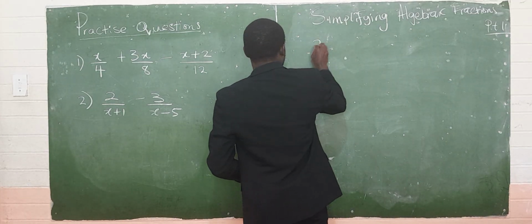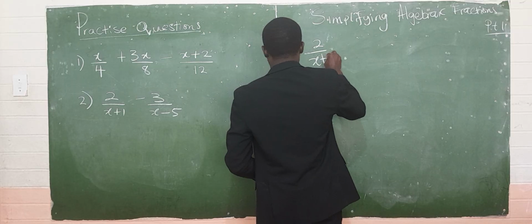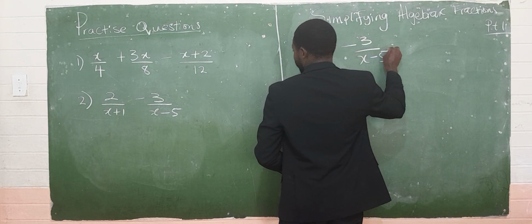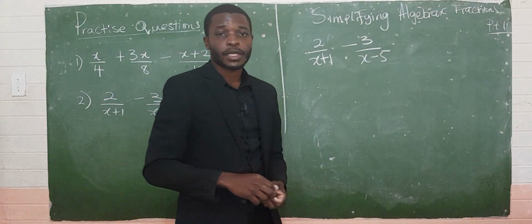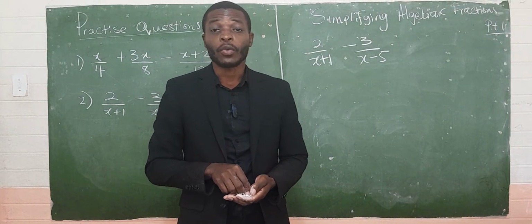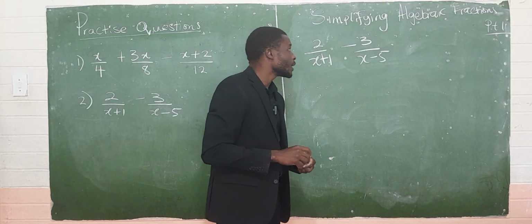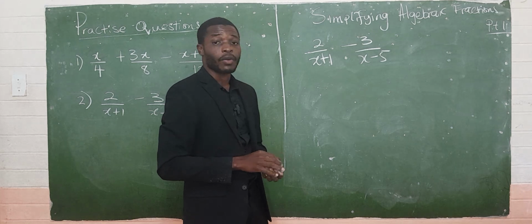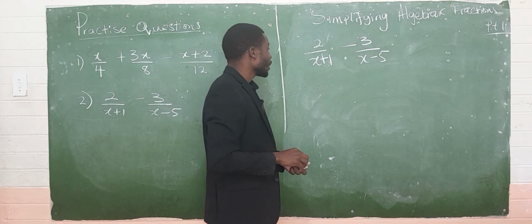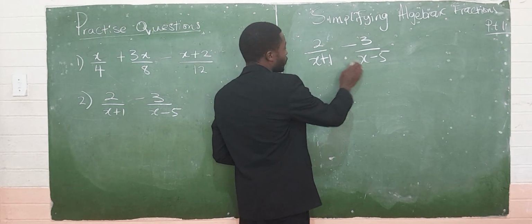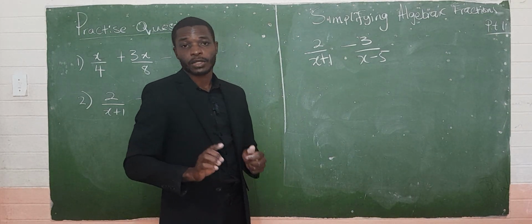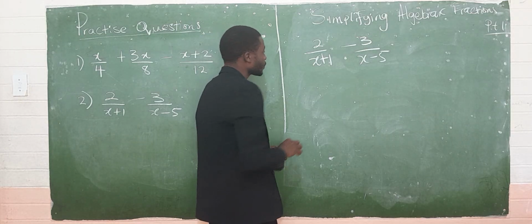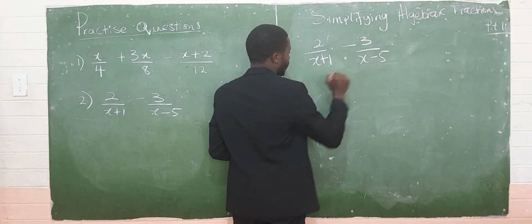Okay, the next question is 2 over x plus 1 minus 3 over x minus 5. Our assignment is still the same. We are to simplify this algebraic fraction, make it into a single term. And how are we going to do that? Well, remember, these are looking different and they're supposed to be the same. And how are we going to make them the same? Well, we need a common denominator.